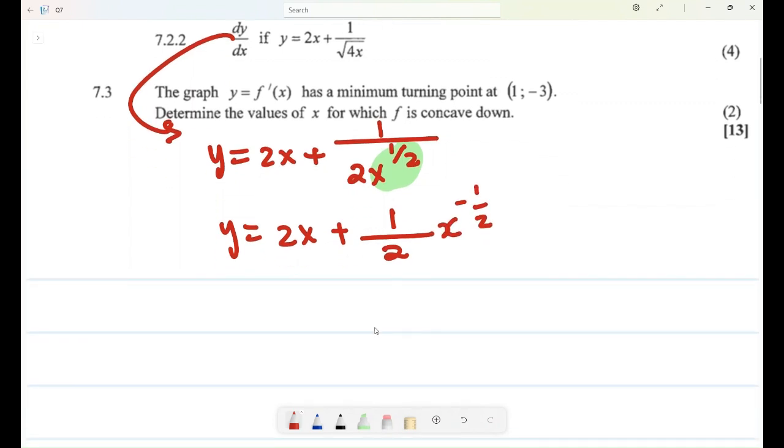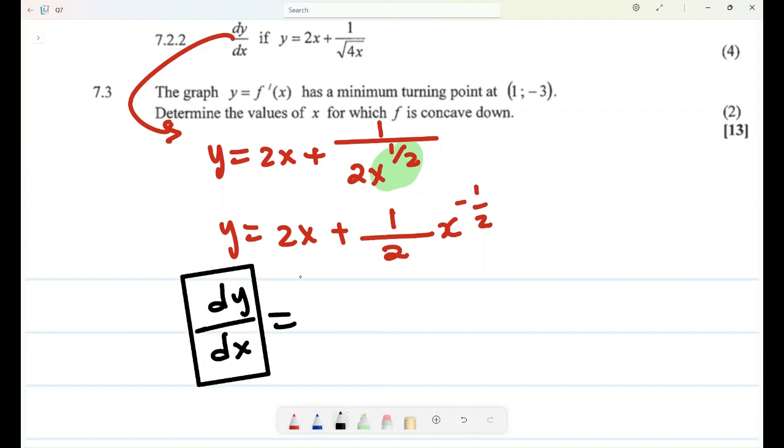You'll see why I'm saying that. Now, everything is in standard form. Now I can do what? Derive y with respect to x. You have to write this. This is very important. What is dy/dx?